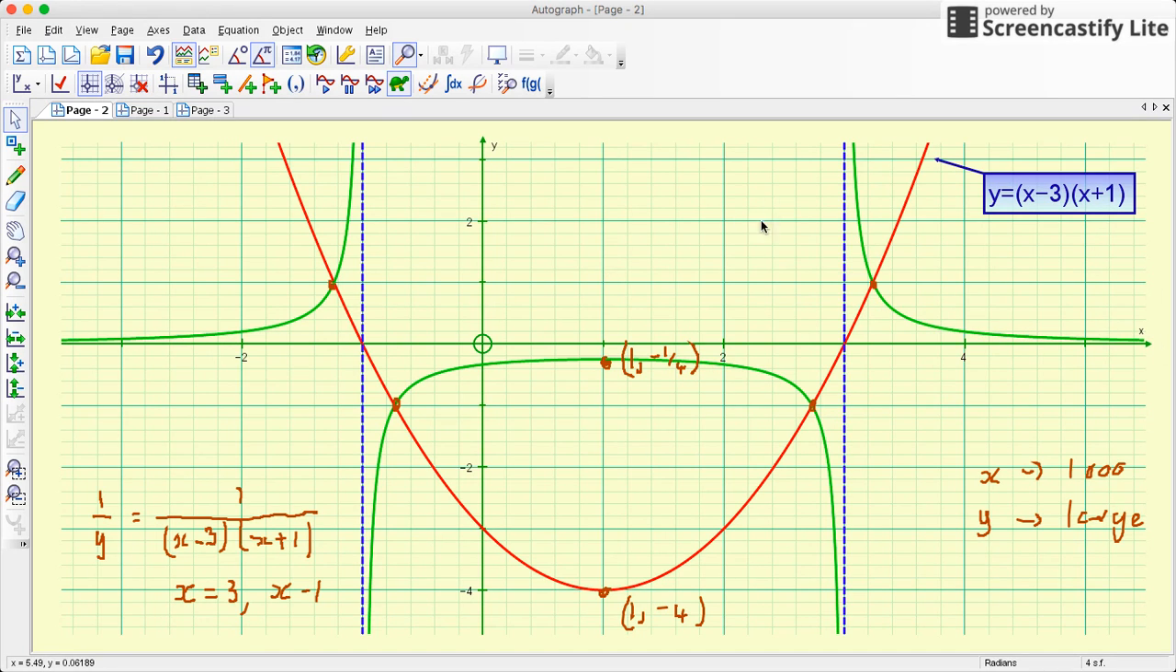Now, it's quite a simple one, but the points are going to be very important for when we come up to do tougher, more challenging reciprocal functions.